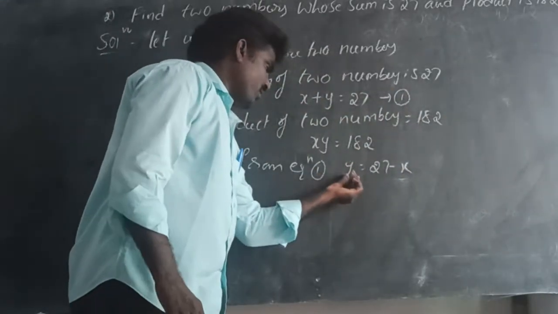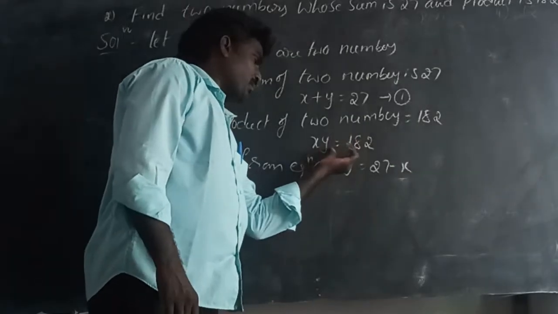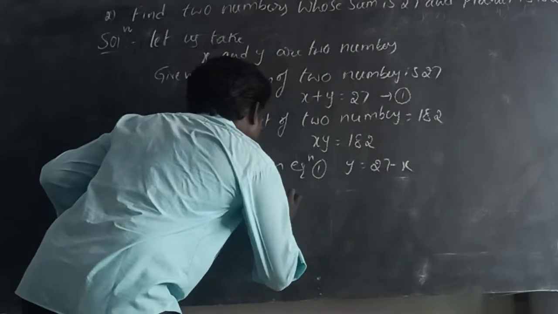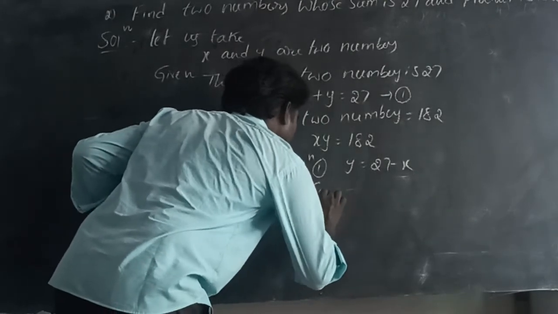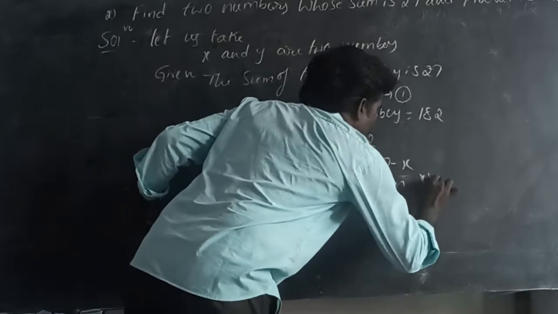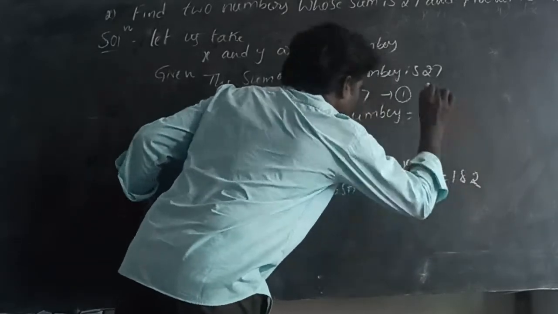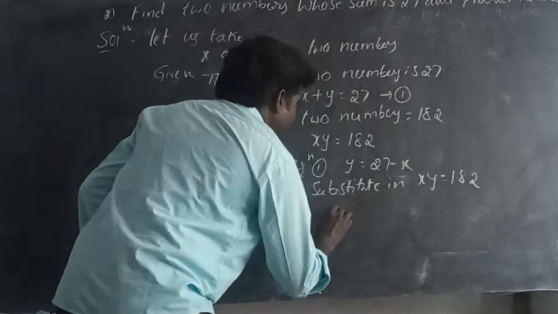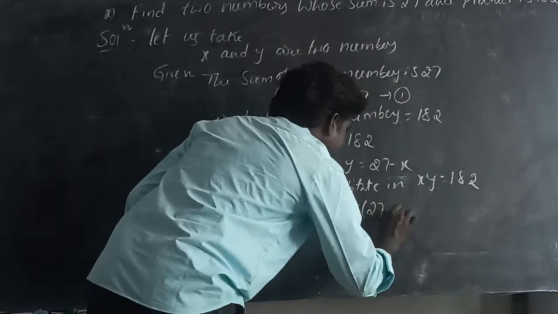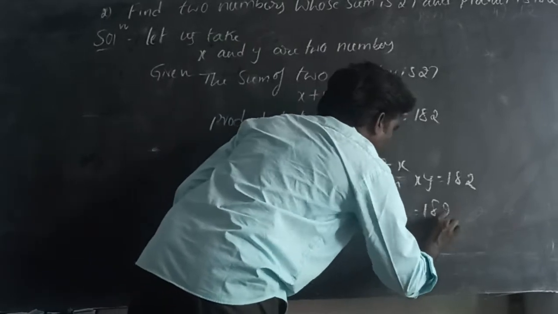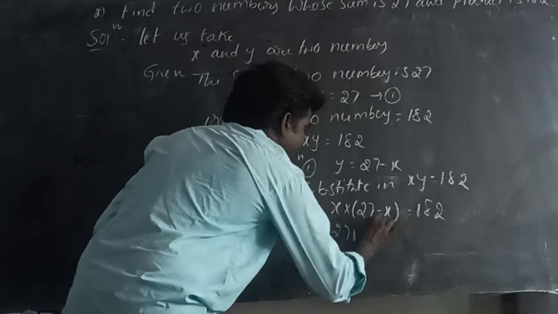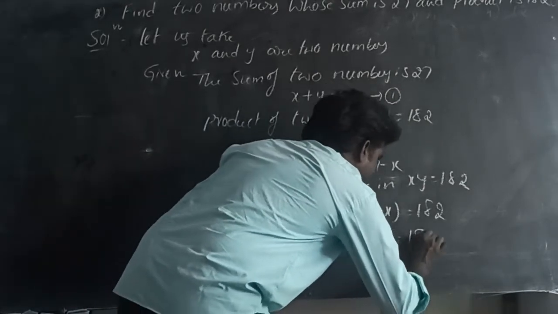So the y value you can substitute in the product of the two numbers, x into y is equal to 182. That is, y value is how much? 27 minus x. So x into (27 minus x) is equal to 182. x into 27 is 27x, x into x is x square, is equal to 182.